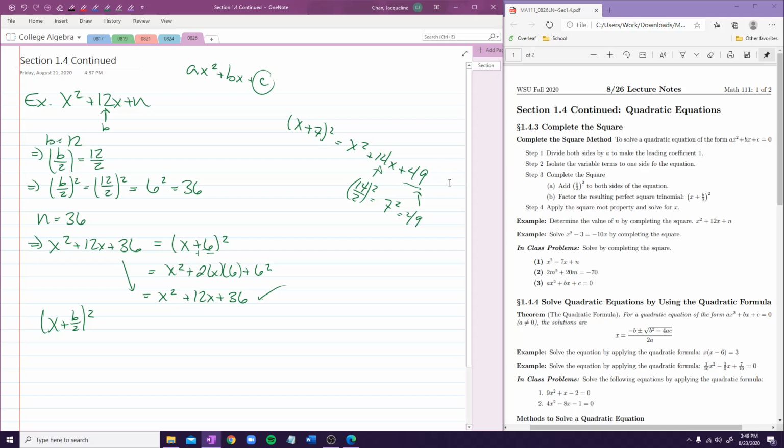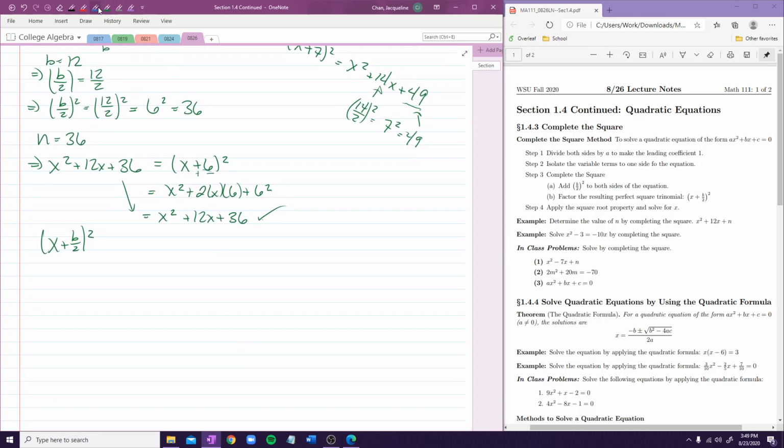So now let's complete the square when we're given an equation. We want to solve x squared minus 3 is equal to negative 10x. We're going to complete the square and use the square root property. So let's look at the steps above. Step 1 says divide both sides by a so we can make the leading coefficient 1. In this case, our leading coefficient is already 1. So step 1 is done.